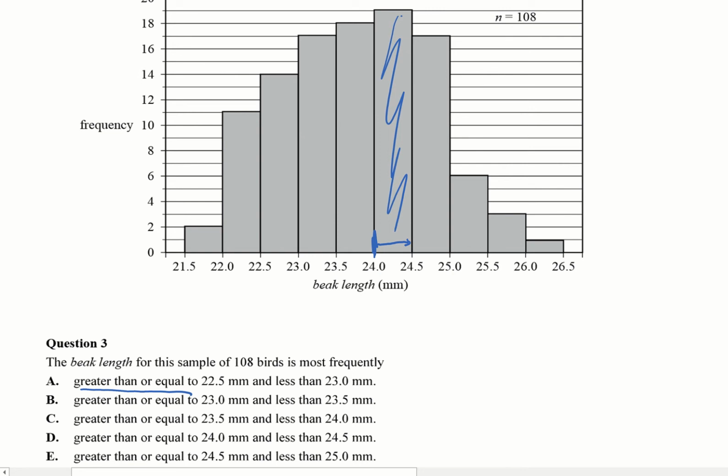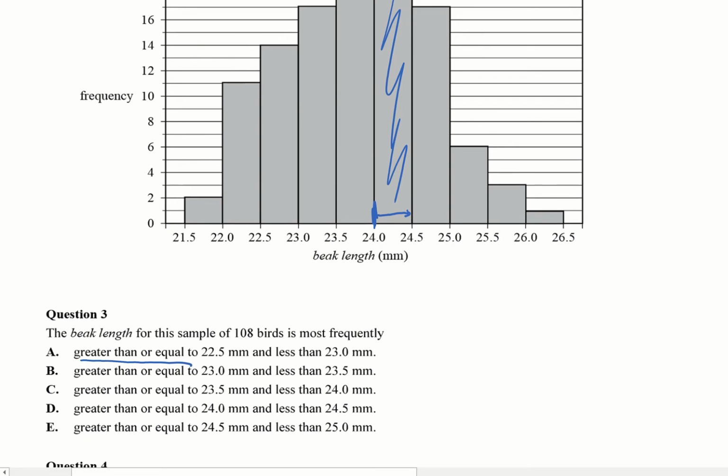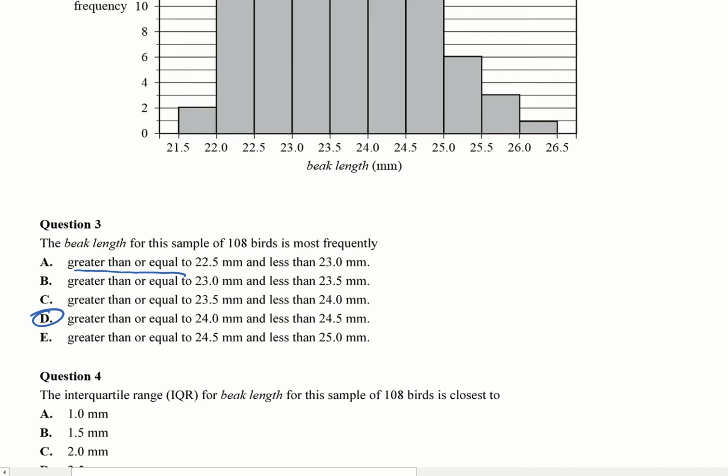So what does that mean? That means I look down and say greater than or equal to 24, so it means this, and less than 24.5. It's not including the 24.5, but it's just less than. So in that case, we're going to look for D. Okay, so let's clean some of that off.